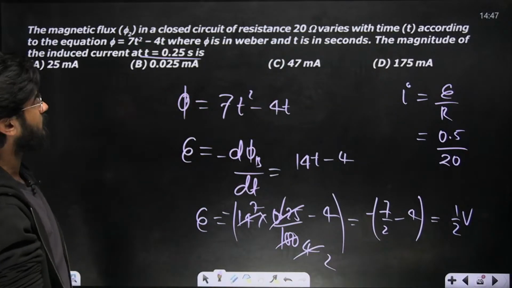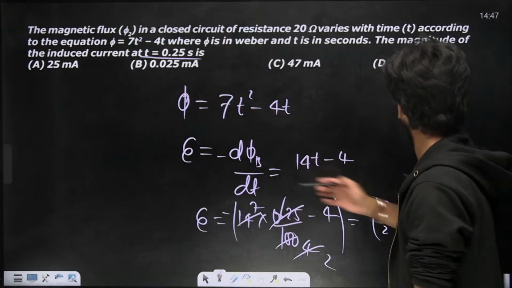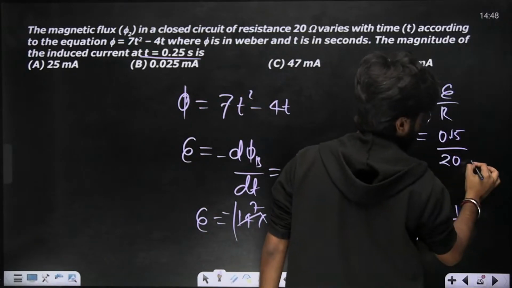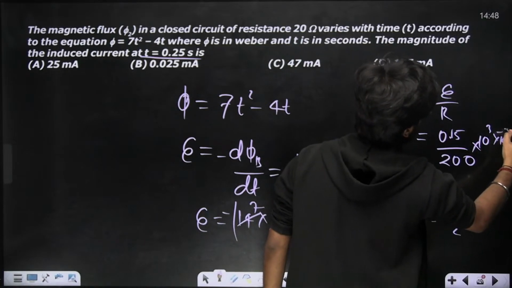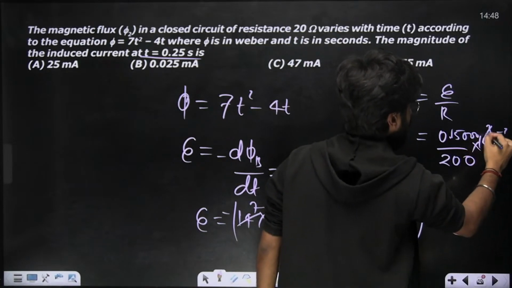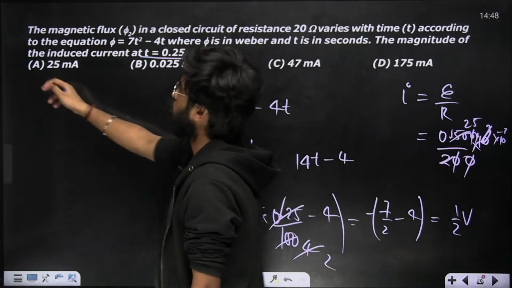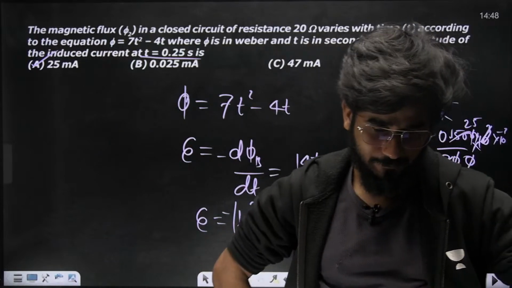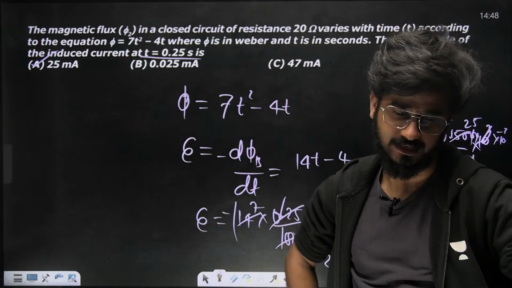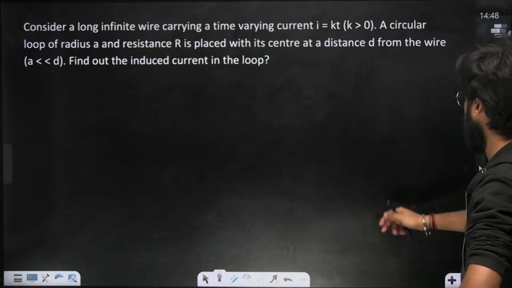The answer will be something like 25 milliampere. So option A or maybe B. Let me just solve it. It will be simply 10 to the power 3 into 10 to the power minus 3, and it will be 25 milliampere. So 25 milliampere is the right answer for this particular question. Okay, done. Very good. Option A is correct.